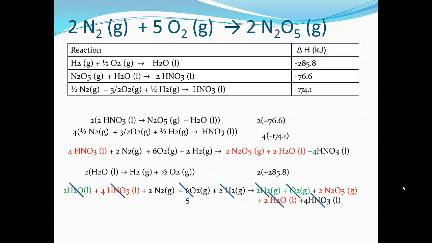So I'm going to have 2 times 76.6 plus 4 times negative 174.1 plus 2 times 285.8, which gives me 28.4 is my final answer. So that's how you do Hess's law. It's kind of like a puzzle. You got to figure out what goes where, how many of each thing I need, and make sure that everything cancels out at the end to give you your final desired reaction.